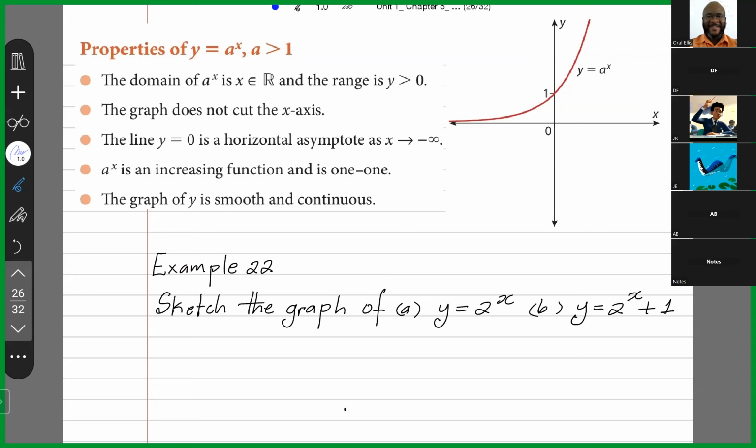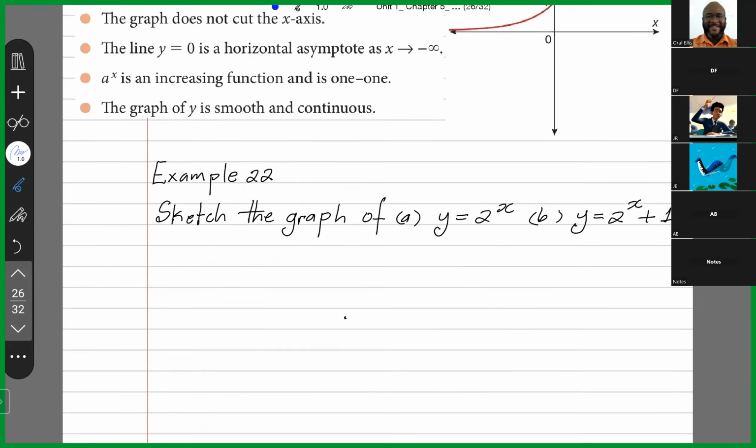A to the x is an increasing function and it is 1 to 1. So for every value of x, there's a unique value of y. For every value of x, there's only one value of y. The graph of y is smooth and continuous. Those are the properties of y is equal to a to the x, where a is a positive number greater than 1.